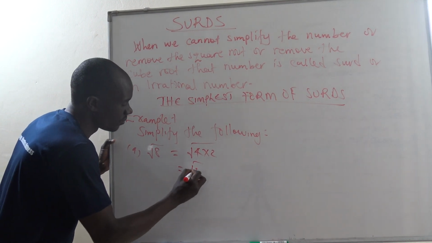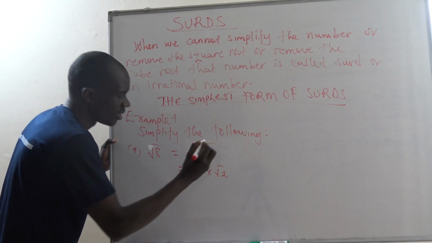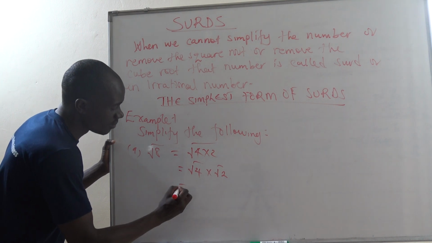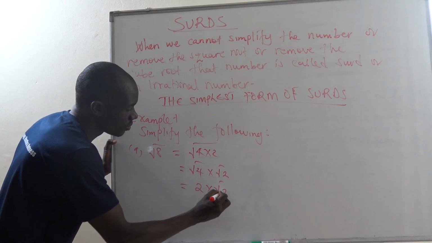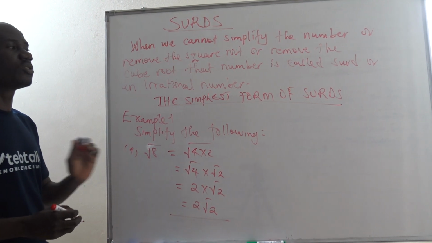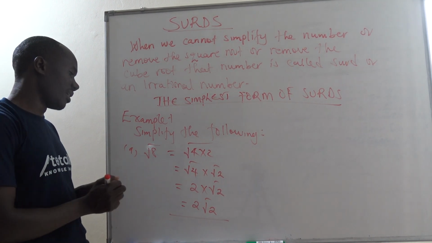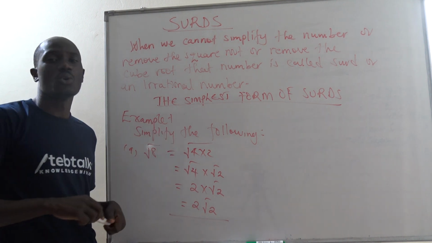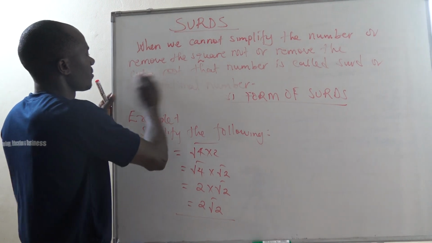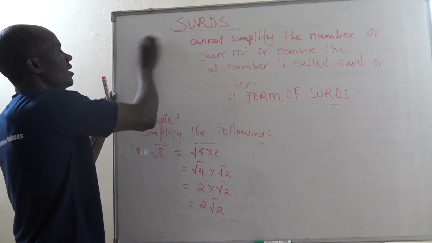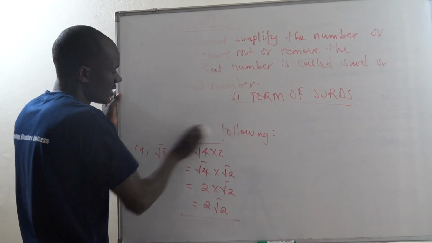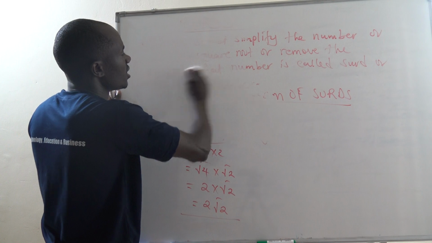This becomes root of 4 times root of 2. Do we know the square root of 4? Yes, this one is a perfect square, which becomes 2 times root 2, which becomes 2 root 2. You can see that we have simplified that number from root 8 to 2 root 2. We are adding more examples such that we can easily understand how to reduce these huge numbers to the simplest form.